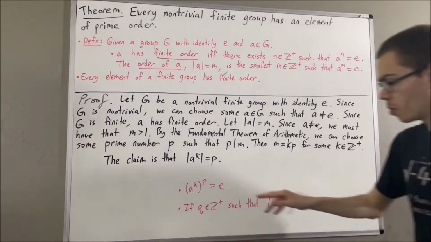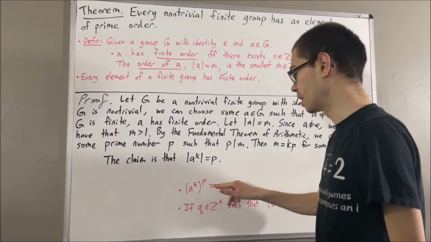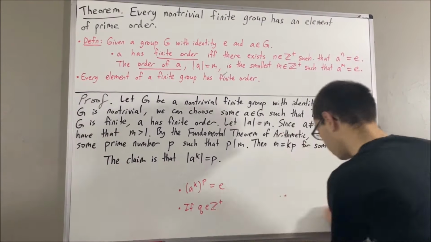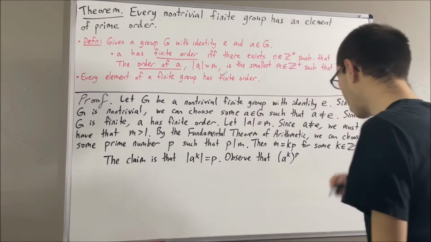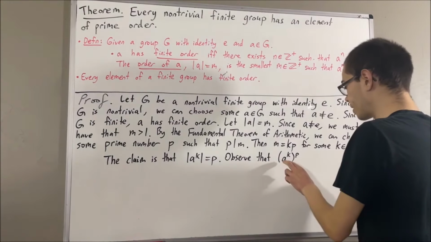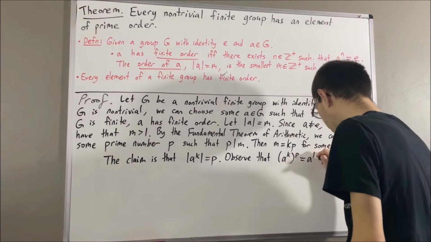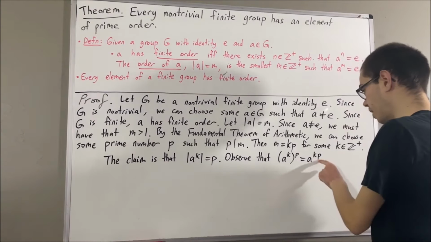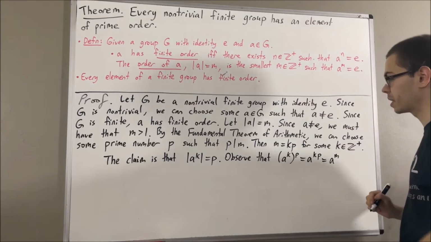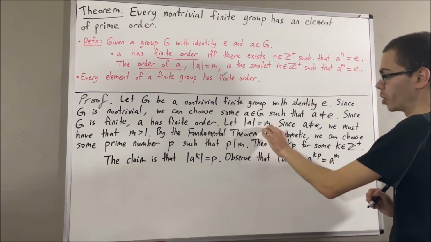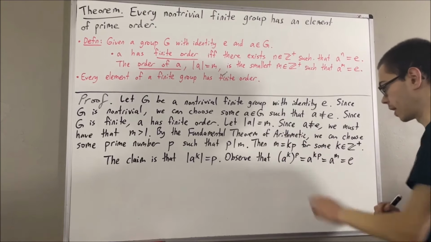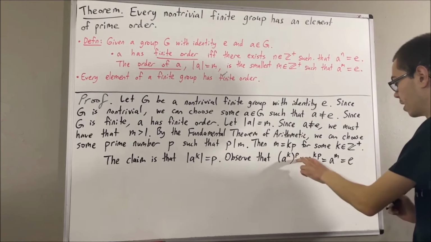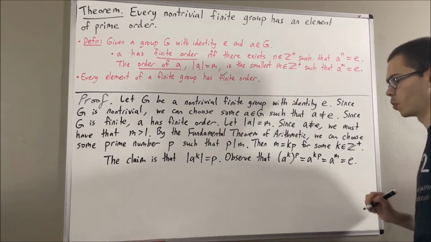So let's first show that (a to the power of k) to the power of p is equal to e. Now, by properties of exponentiation, we know that this is a to the power of k times p, and we know that k times p is equal to m, but since the order of a is equal to m, we know that a to the power of m is equal to e. So this shows that (a to the power of k) to the power of p is equal to e, which is exactly what we wanted.